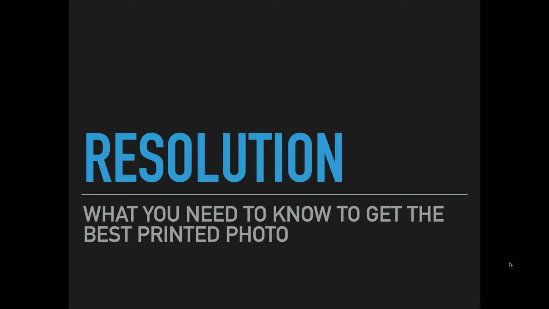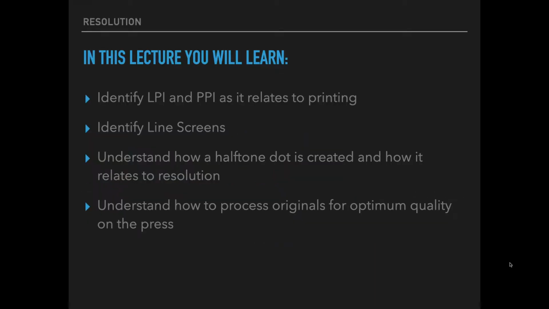Welcome to today's lecture. Today we will be focusing on resolution and what you need to know to get the best printed photo. In this lecture you will learn to identify LPI and PPI as it relates to printing, identify line screens, understand how a halftone dot is created and how it relates to resolution, understand how to process originals for optimum quality on the press, and a few things that we'll need for today's assignment.